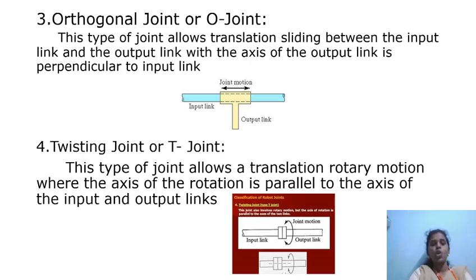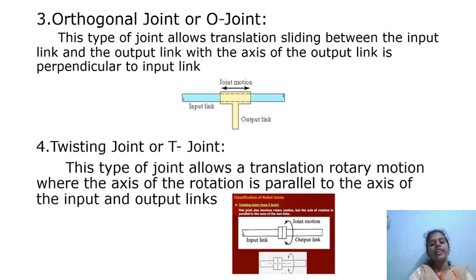And then next, what is orthogonal joint or O joint? This type of joint allows translation sliding between the input link and the output link with the axis of the output link perpendicular to the input link. Here, the input link and output link are perpendicularly joined by the orthogonal joint.